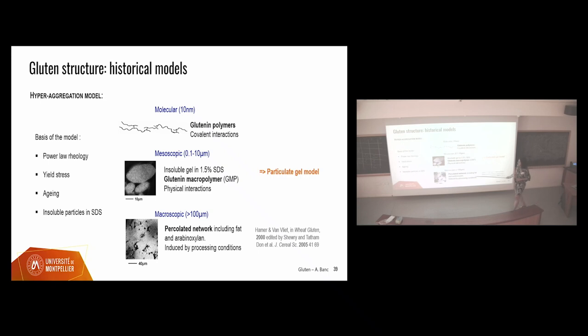So they looked at their sample, and they found that using a 1.5% surfactant solution, they could get insoluble parts that form particles with a size comprised between 1 and 10 micrometers that they qualified as glutenin macropolymers. So they said the rheology is dictated by these objects that could percolate at larger scale depending on the mechanical history of the sample.